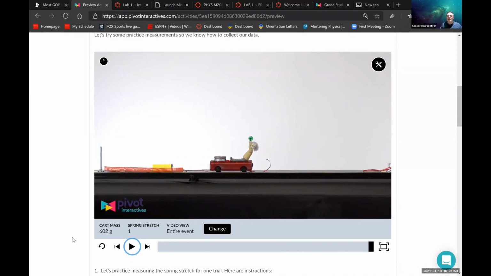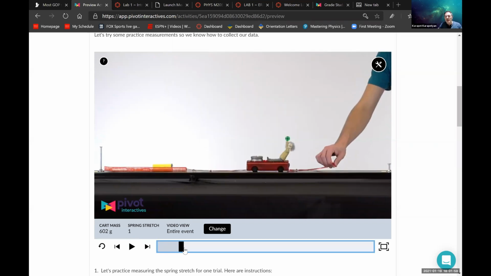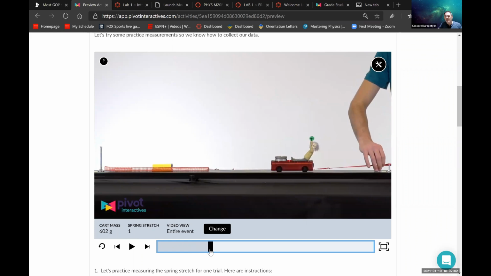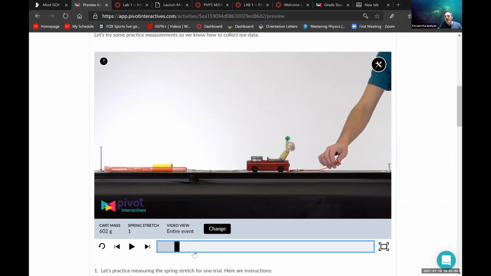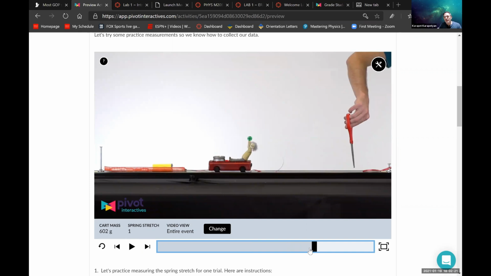There you go. So this is the entire event. Pay attention to how we start from here, how we then pull the cart. Now you can see where the spring was and where the spring is right now. So the spring is being stretched, and that means there's now stored energy. Once we cut the string right there, the spring is going to do work, and that work is then going to be transferred into kinetic energy, right? That means the transfer of energy will allow the cart to start moving and gain some speed.